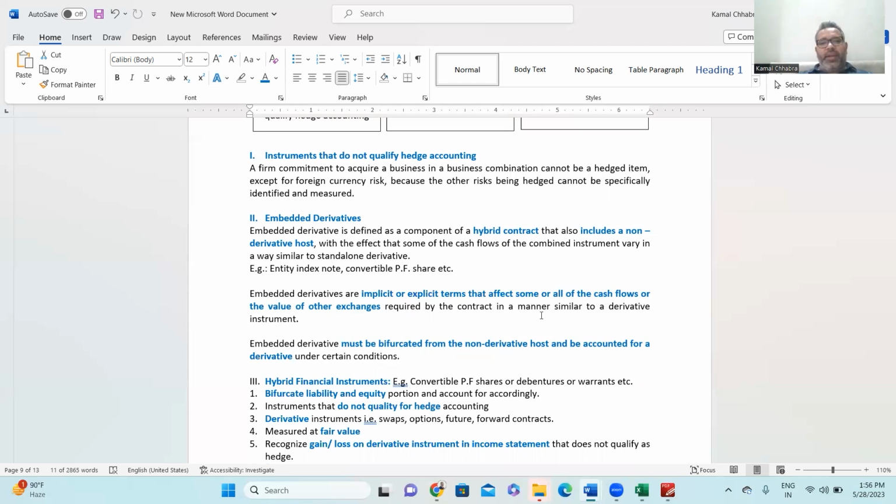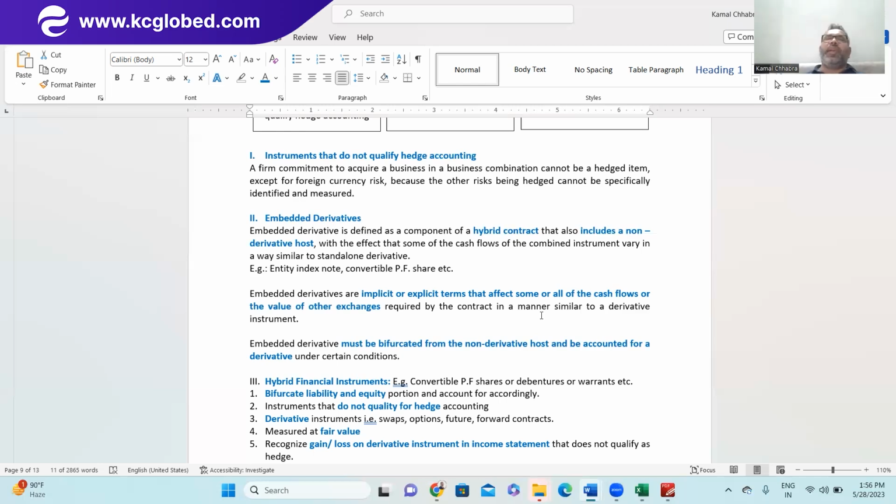An embedded derivative is defined as a component of a hybrid contract that also includes a non-derivative host, with the effect that some of the cash flows of the combined instrument vary in a way similar to a standalone derivative. For example, an equity index note or convertible preference share. You have issued a preference share, it's an instrument, but in future it is convertible into equity at a certain rate. That is a derivative, right?